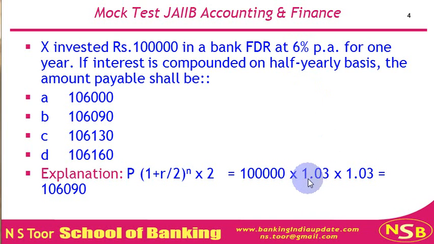So 1 plus r, so 1.03 raised to power n, that is 2. So 1.03 multiplied by 1.03. So this is what we shall get, 1,06,090. Hence B is our answer.